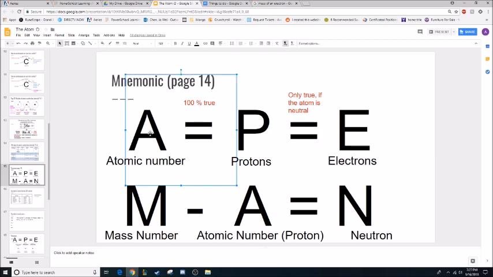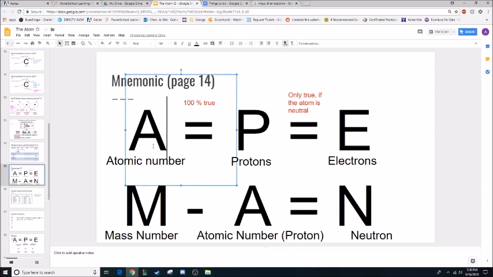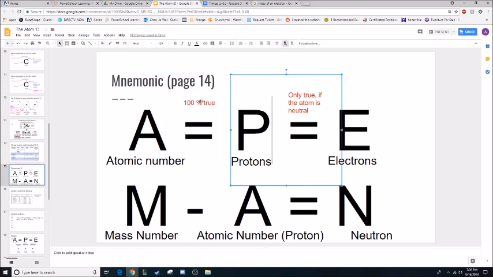So the atomic number can be found on the periodic table. If your periodic table has boxes that look like this, the atomic number is up here. So in this case, we have carbon with the atomic number 6. Now, the atomic number is always going to be equal to protons. And this is 100% true all the time.